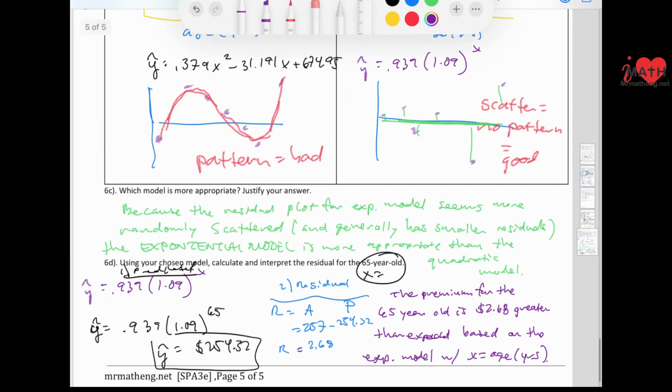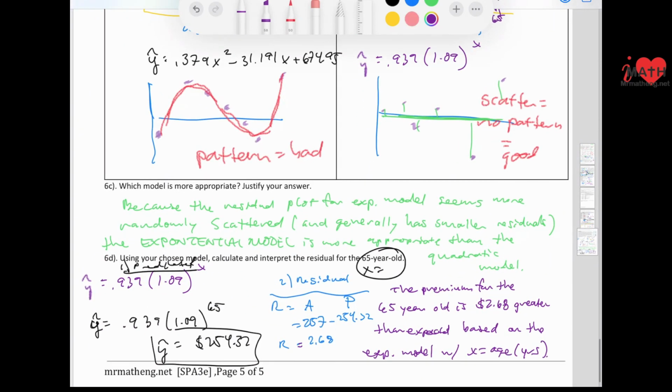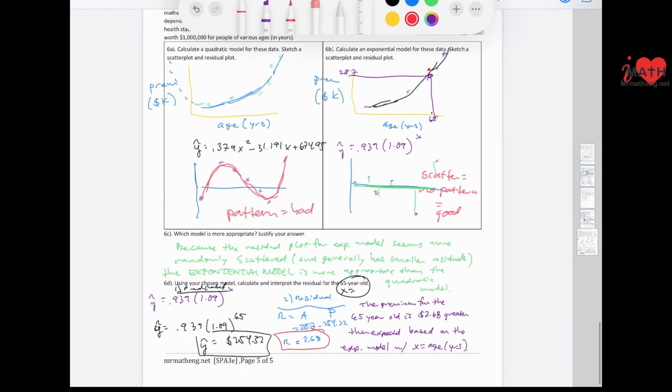Okay, what does that mean, right? So we predicted that a 65-year-old should have a premium of 257, right? And then that number, positive 2.68, the actual is that person was a little bit older. Maybe they have some pre-existing conditions, right? Maybe they're a little bit overweight, they're obese, maybe they have some chronic diseases in their family and it's starting to show, so you charge a little bit more for that person, okay?